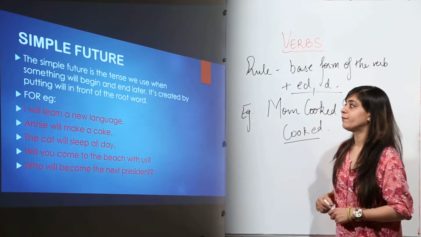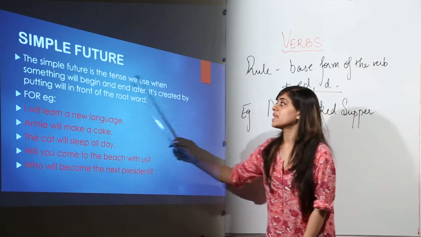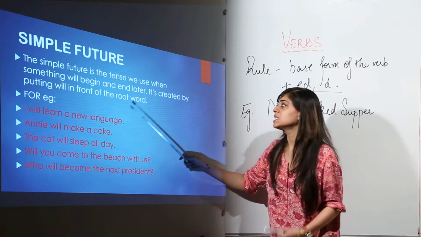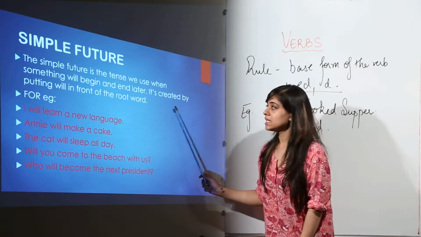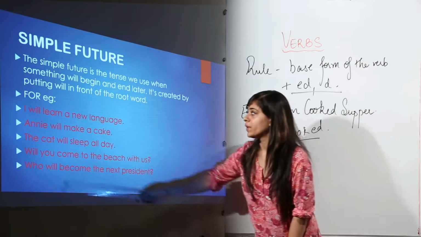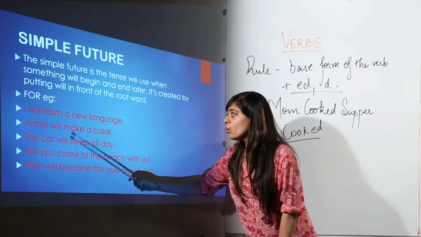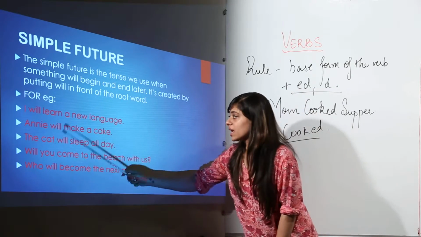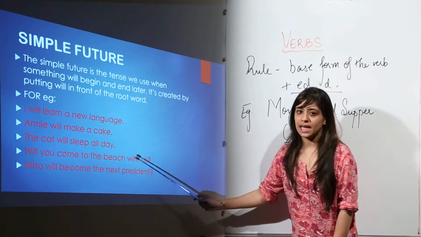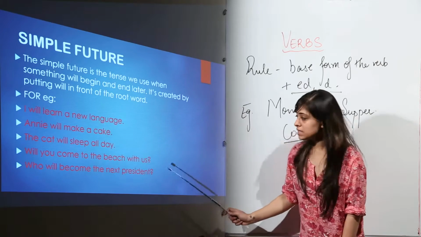Now we have simple future. The simple future is a tense we use when something will begin and end later. It's created by putting will in front of the root word. For example, I will learn a new language. Annie will make a cake. The cat will sleep all day. And will you come to the beach with us?